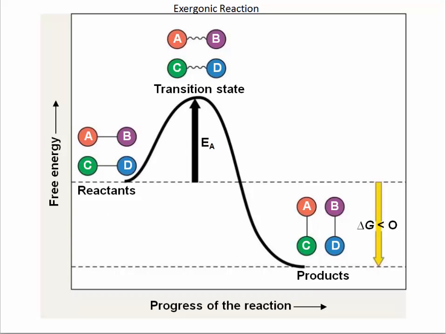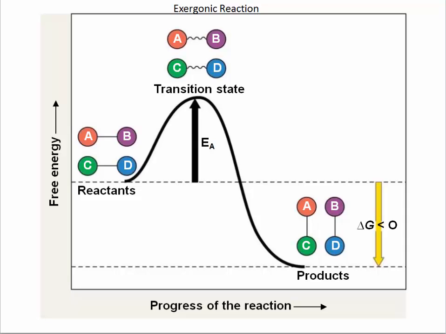So you have reactants A, B, and C, D, and it's an exergonic process. So you're going to start this reaction. You get a transition state, and then you get products. And instead of AB, you get AC, and instead of CD, you get BD.